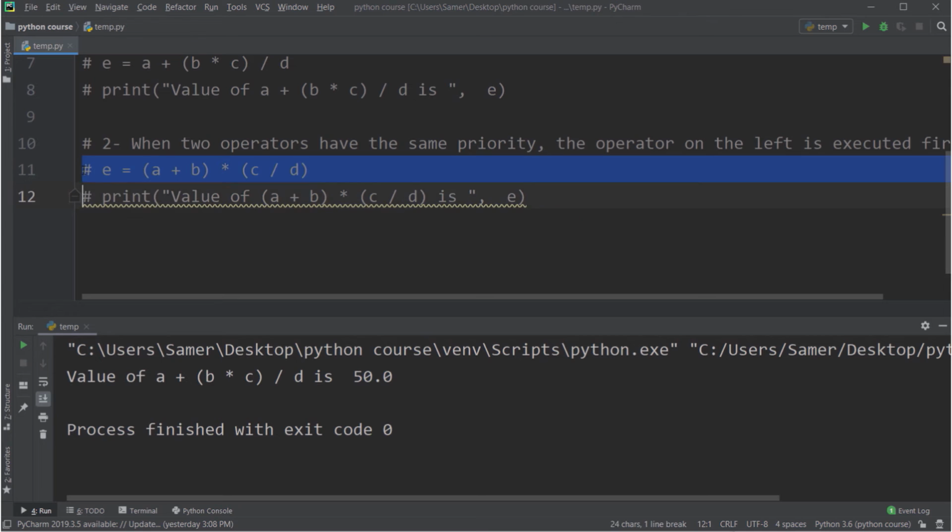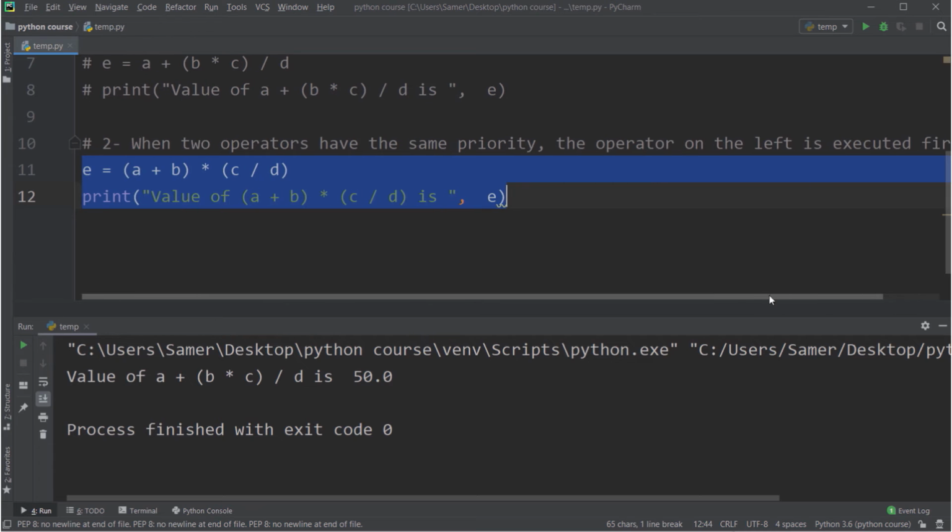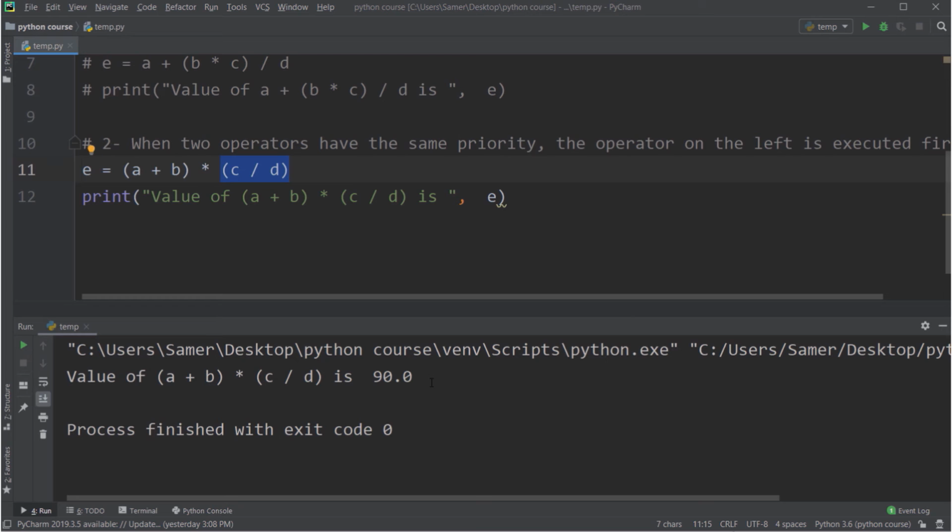In this example, we will see that when two operators have the same priority, the operator on the left is executed first. As you see in this example, I have parentheses here and I have parentheses here, and they have the same priority. Therefore, this part of the expression will be executed first, and then this part is going to be executed. Let me run, and as you see here, the value is 90.